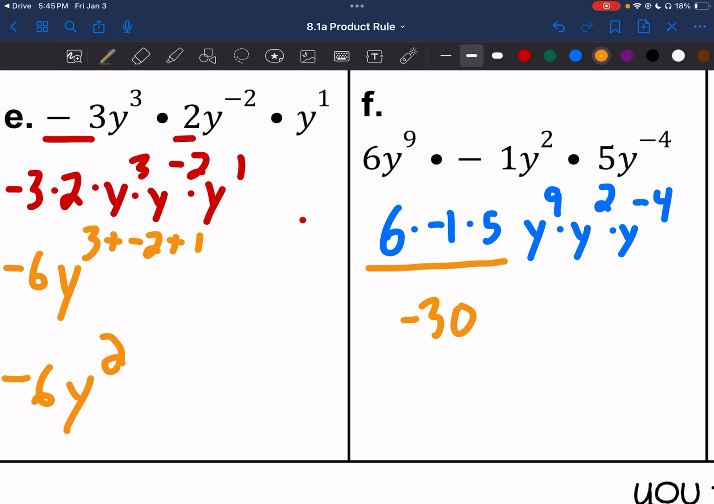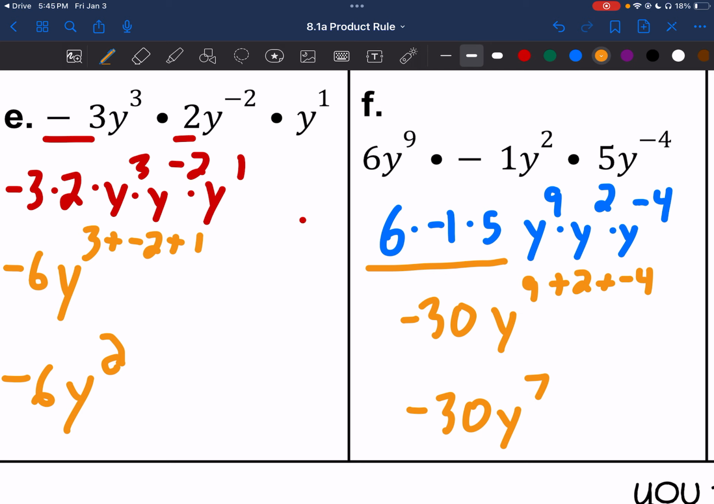Y to the 9th, so now we've got our y's. We've got 9 plus 2 plus negative 4. So we get negative 30, y to the 9, 10, 11, 9, 8, 7, y to the 7th power. So negative 30, y to the 7th power.